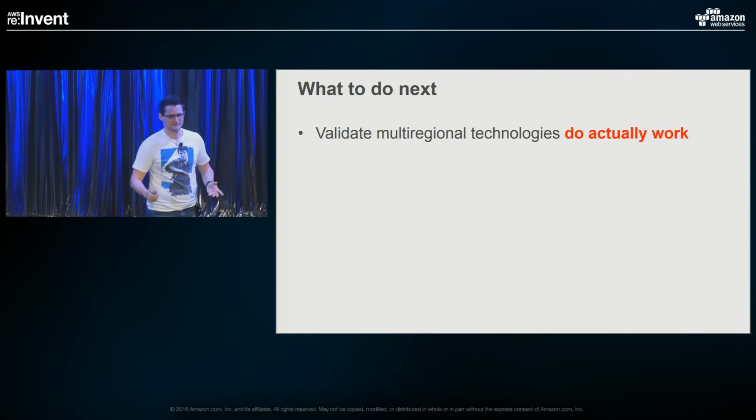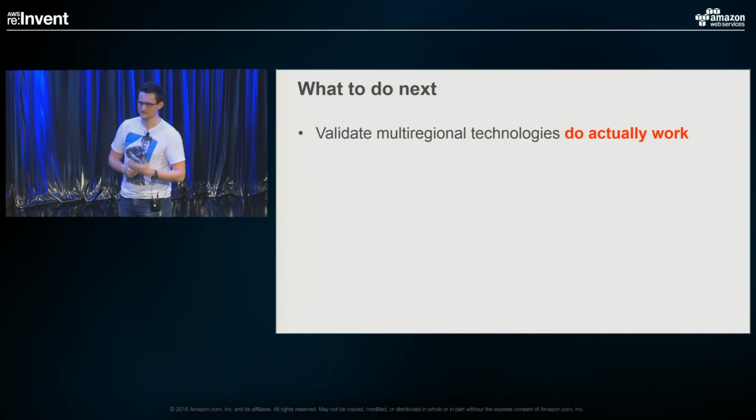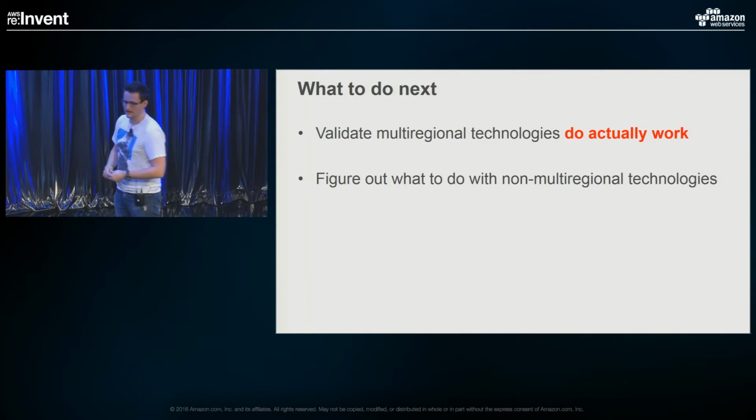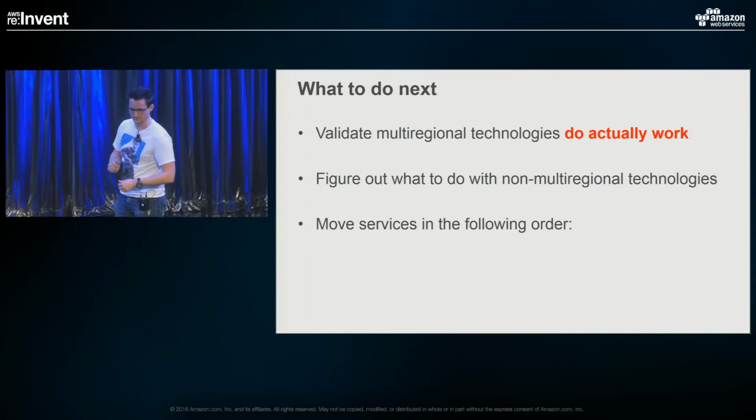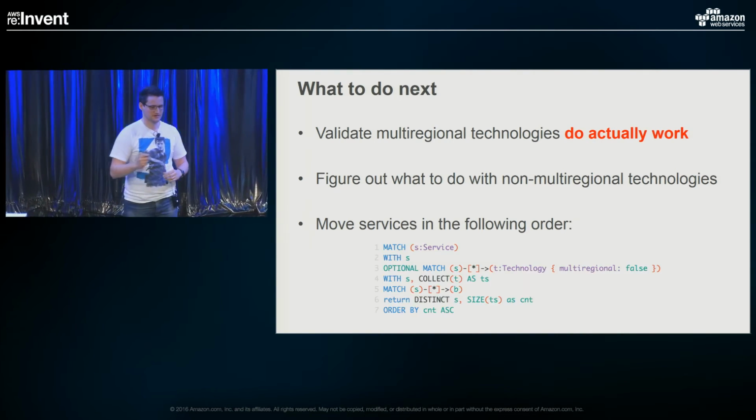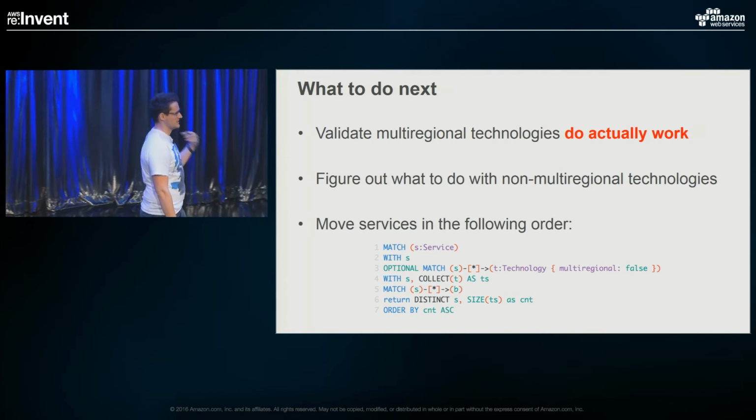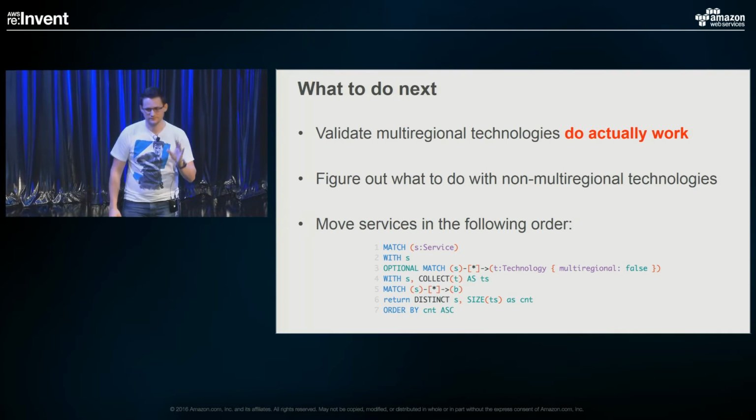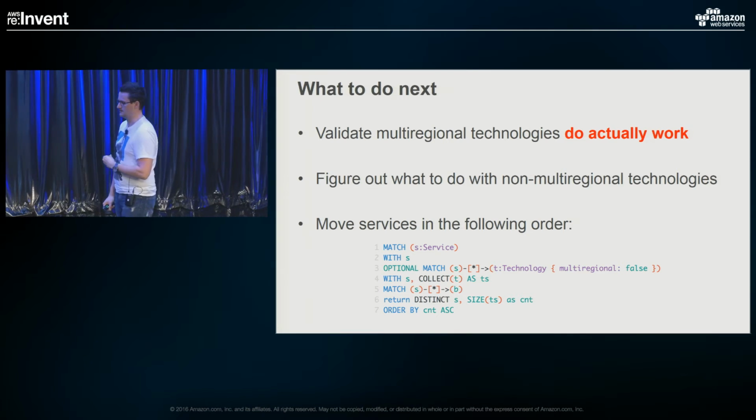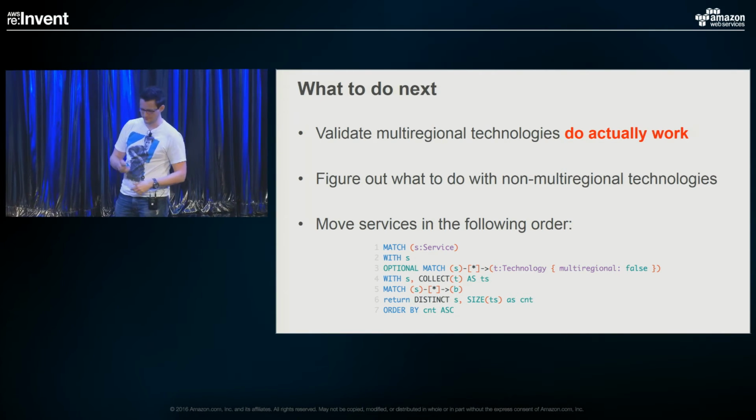We had to validate that our multi-regional technology actually works. People say yes, but does it? How do we know? And figure out what to do with the non-multi-regional ones. And then, after we do it, we can move services in the following order, another magical query. It just sorts applications per number of non-multi-regional technologies. And then the idea is that we just went from the top towards the bottom and moved them one by one. That's what we did, actually.